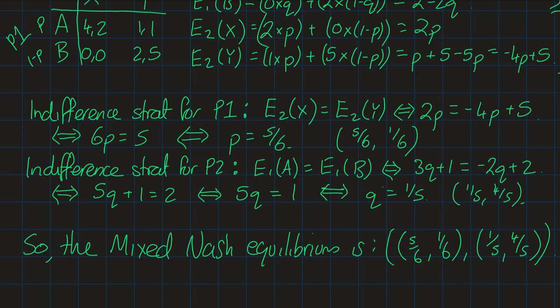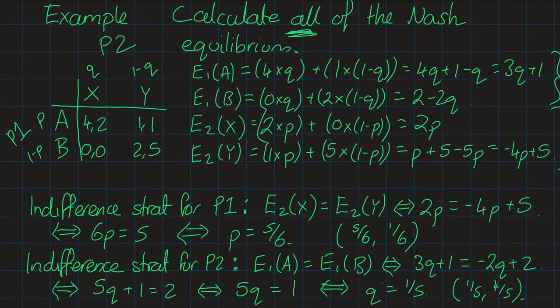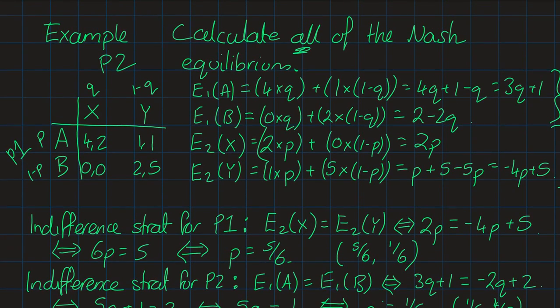Okay. Now let's think about the pure Nash equilibrium, because the question asked for all of the Nash equilibrium. Okay, so I'm going to use the quick method to work out the pure Nash equilibrium. I'm going to circle the maximum of the first numbers in each column and the maximum of the second numbers in each row. And whenever I have two circles next to each other, that's a pure Nash equilibrium. So I've got AX and BY.